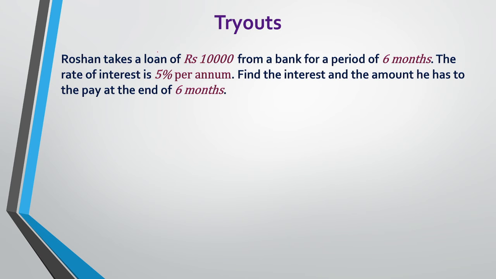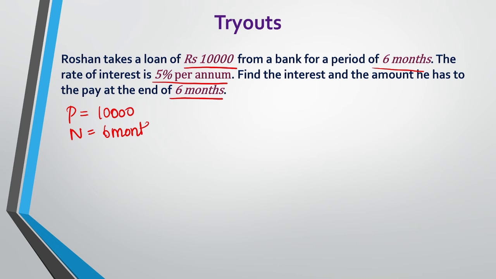Now let's solve another example. Roshan takes a loan of rupees 10,000 from a bank for a period of 6 months. The rate of interest is 5% per annum. Find the interest and the amount he has to pay at the end of 6 months. Our first step is we have to find the P, N and R. So P is equal to rupees 10,000. N is equal to 6 months.